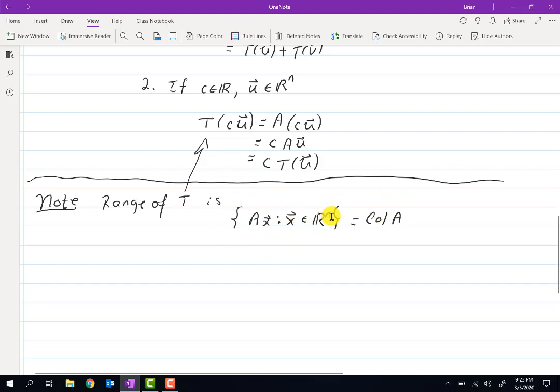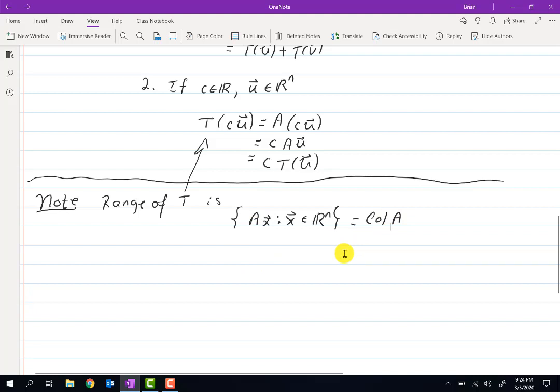And what's nice about that is you can see that we already know the column space is a subspace of, well, in this case, R to the m. Because, remember, it was, what was it? It was the span of a collection of vectors, in particular the column vectors.